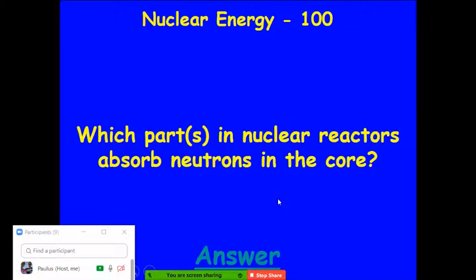Which parts in nuclear reactors absorb neutrons in the core? All right, here we go.